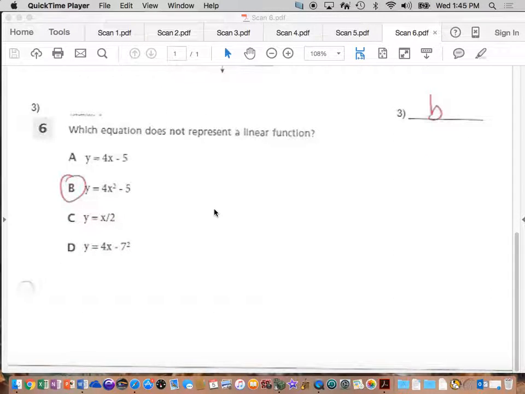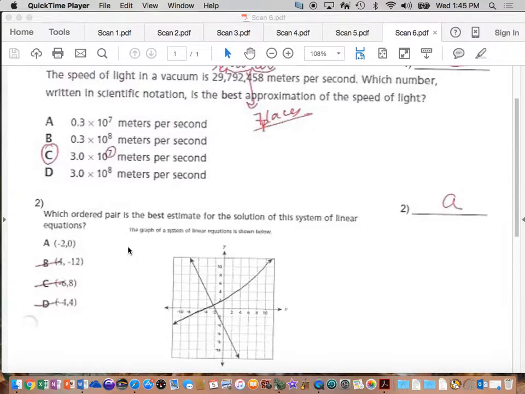And which equation represents or does not represent a linear function? It's wherever the variable has an exponent on it other than 1. So y equals 4x squared minus 5 is not linear. I don't care about the exponent on the 7 here, because what's another name for 7 squared? 49. So therefore, I do not need to worry about the exponent. I could just write it as 49 and then it disappears. Okay, any questions on your quiz?